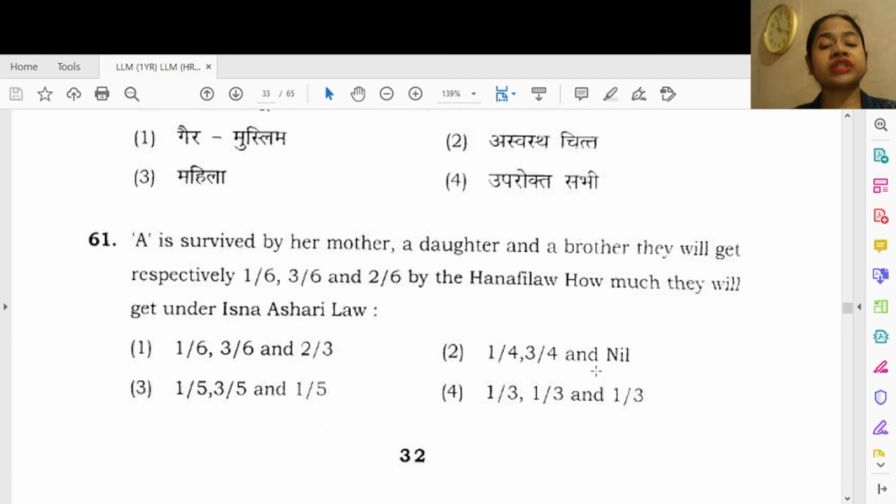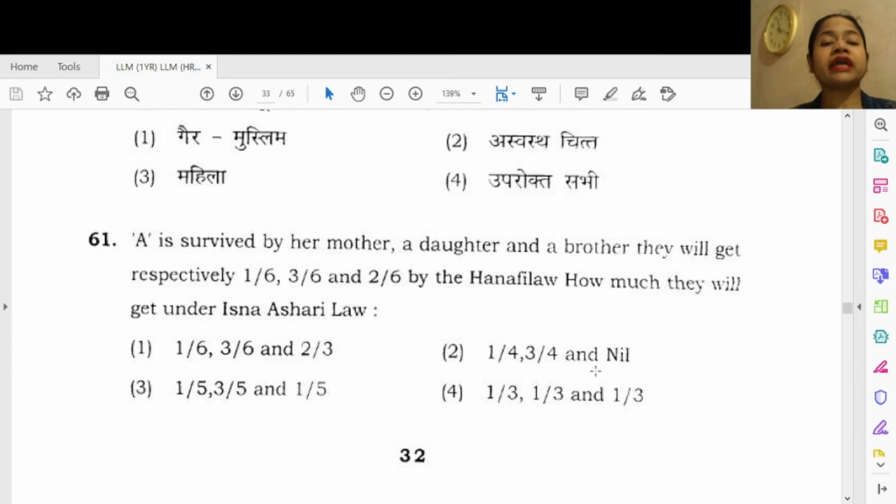So question number 61, I am reading it to you, but I haven't given you the correct option because I have certain confusions as to the right answer. So if you know the answer, then kindly comment in the comment section below. Let me read it for you.